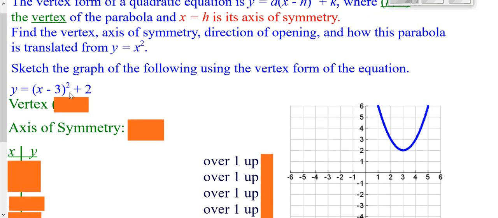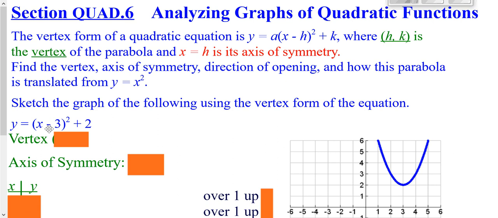So your vertex is always the opposite of what's in the parentheses, so it's going to be positive 3, the same as what's on the outside, which is 2. Your axis of symmetry is always x equaling the x-coordinate of your vertex. Now how it's translated: your vertex on this one right here is at 0, 0. Our new vertex is 3 over and 2 up, so it's translated 3 to the right and 2 up.